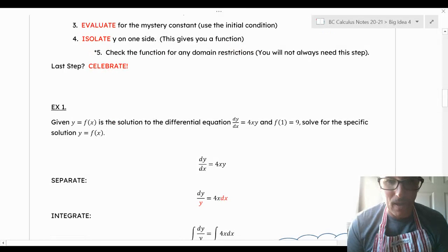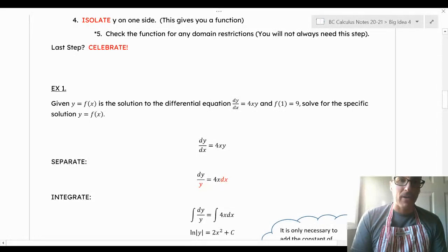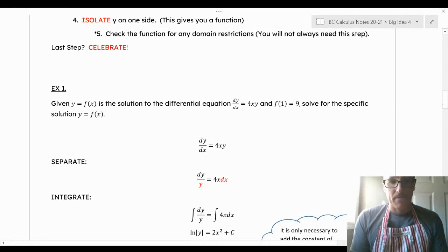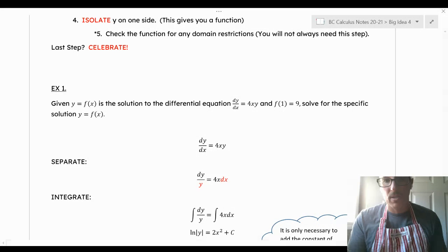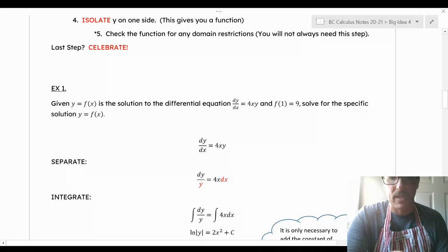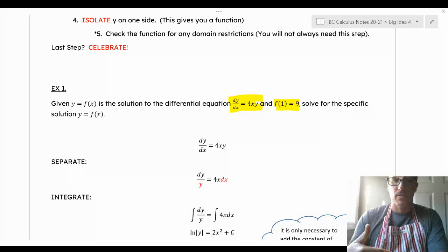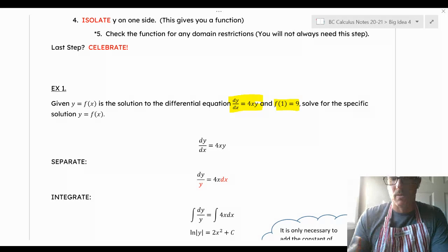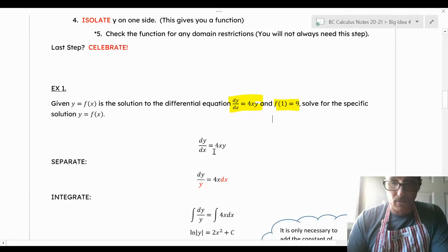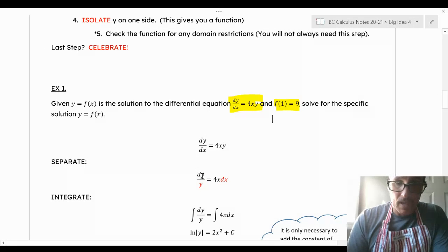Step example 1, you've got a function y equals f of x. That's the solution to the differential equation dy/dx is 4 times xy, and we have the initial condition that f of 1 is 9. We want to solve for the specific solution to y equals f of x. So to do that, we're first going to separate the variables. So we'll divide by y and multiply by dx.